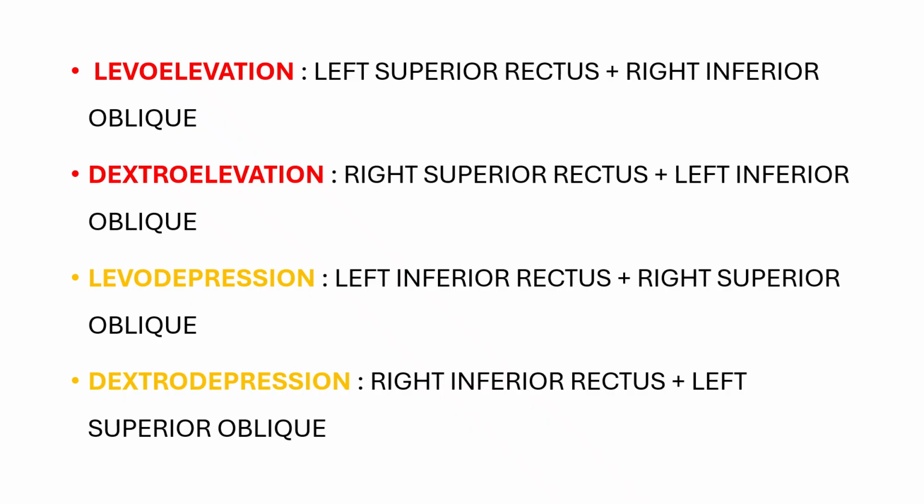Naturally, for depression, the primary function is done by the inferior rectus. So in the left eye, for levo depression, that is inferior rectus. For dextro depression, in the right eye, that is inferior rectus, and the opposite eye does it by the obliques, that is the superior oblique, which is the secondary muscle for that. So this is the basic thing, which is also important and repeatedly asked in exams. Thank you.